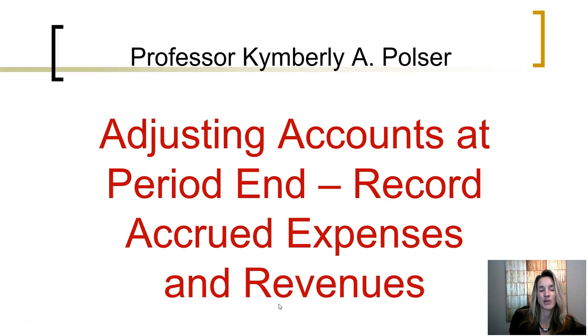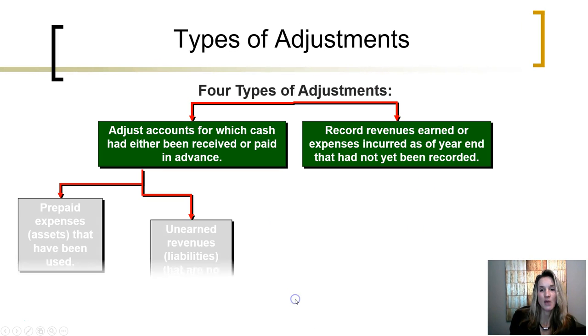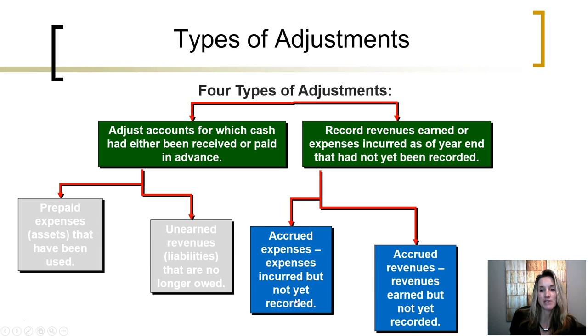In this segment, we are going to look at the adjustments for accrued expenses and revenues that need to be made at the end of every accounting period. Recall there are 4 types of adjustments. Let's now take a look at accrued expenses and accrued revenues.